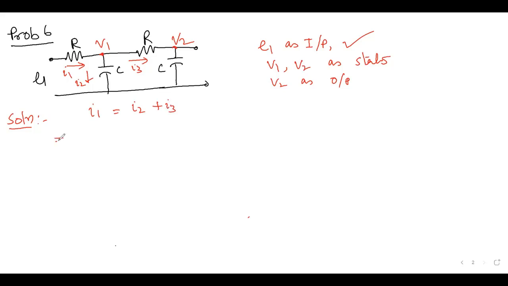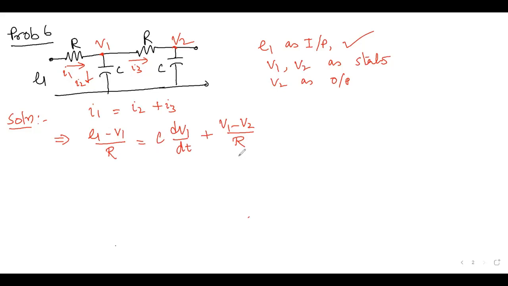Now what is the I1 value? I1 is (E1 minus V1) by R. What is I2? I2 is the capacitor current, C dV1 dt. And what is I3? I3 is (V1 minus V2) by R. This is the first equation.